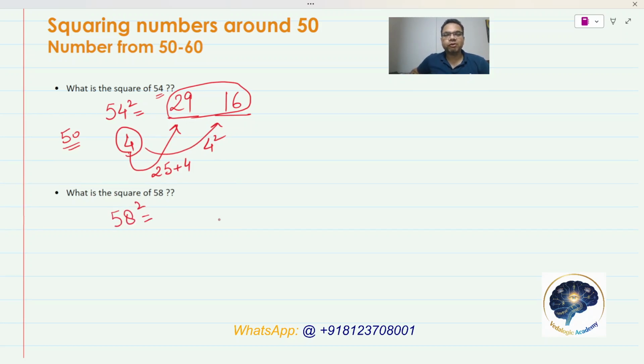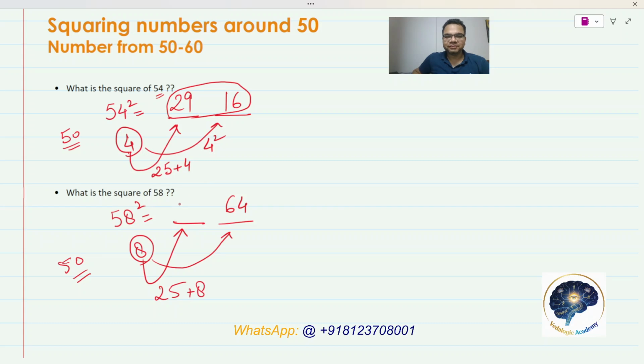So 58 square we have to find out again. So base is 50. Difference is plus 8, right? So again, same thing. What is 8 square? 8 square is 64. And for the first part, you just add 25 to it. Nothing else. 25 plus 8 is 33. This is your answer.